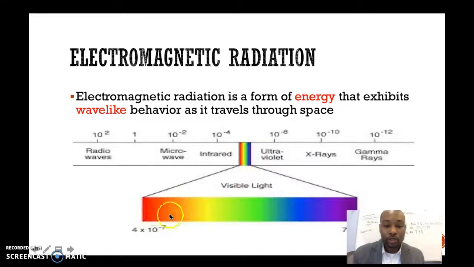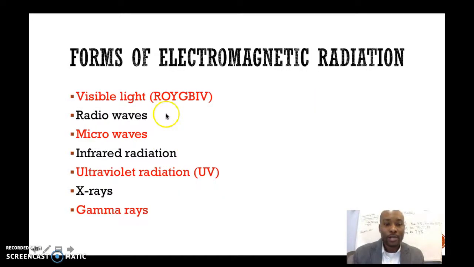And we typically use the mnemonic Roy G. Biv to remember the order. So from your reds, your orange, your yellows, your greens, your blues, your indigos, and your violet. Okay, so as I mentioned, these are the different forms of electromagnetic radiation. So visible light, radio waves, microwaves, infrared, UV, X-rays, and gamma.